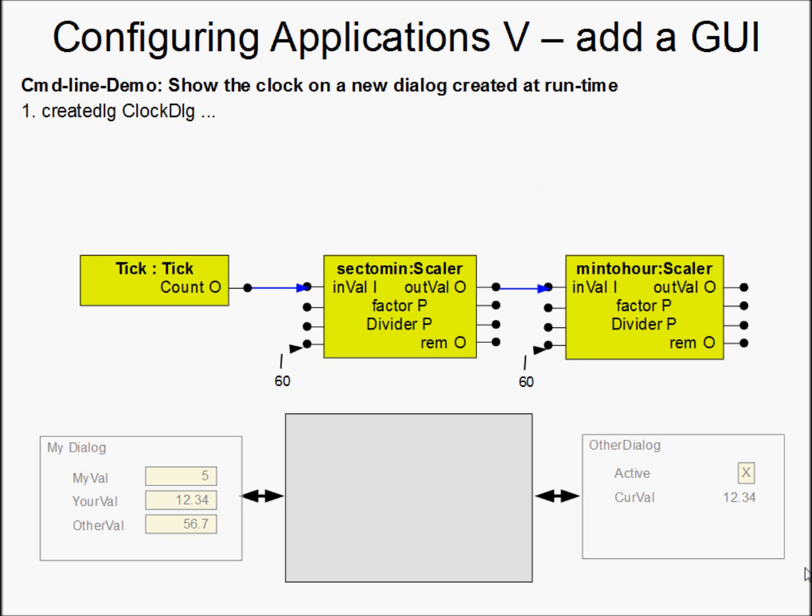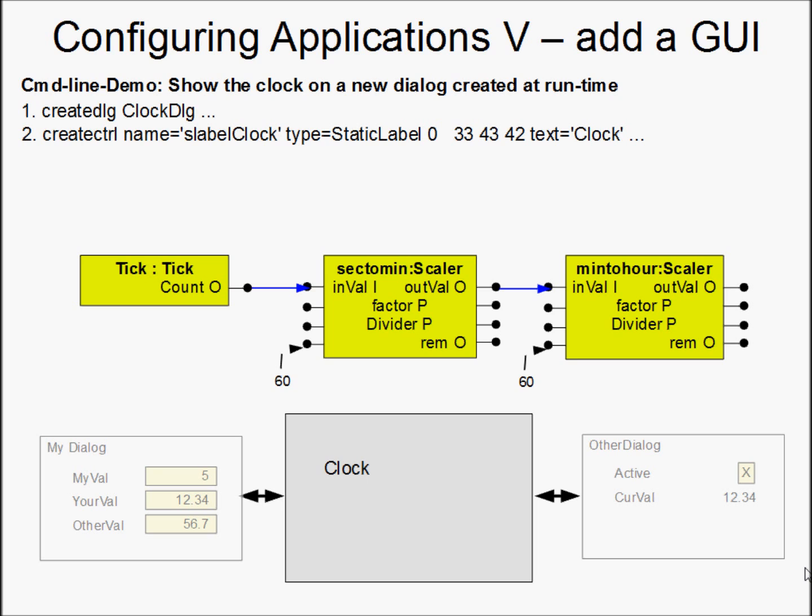With the command create dialog clock dialog, I insert a new initially empty dialog and give it the name clock dialog. Then I create a label control, and with the second command, which is not shown here, I place it on the clock dialog.